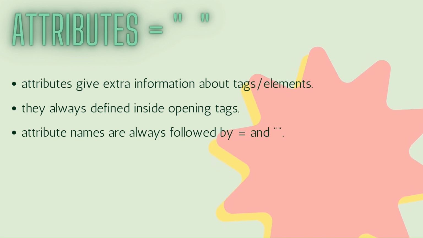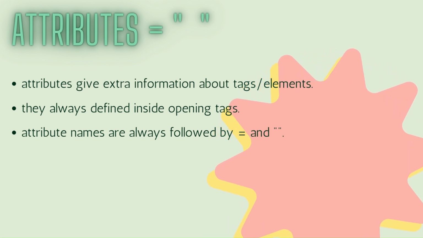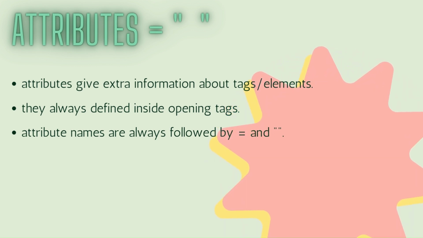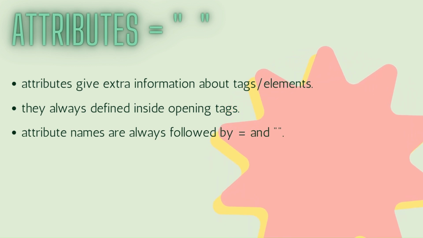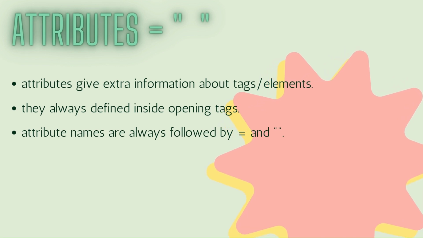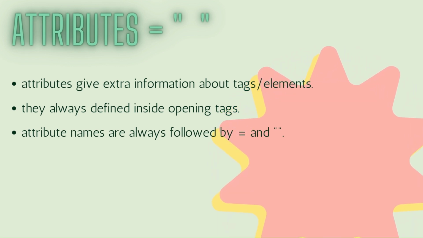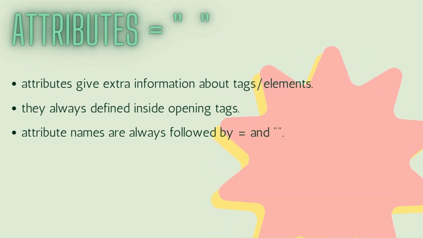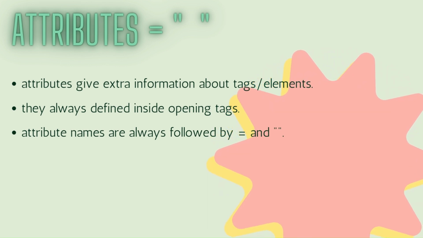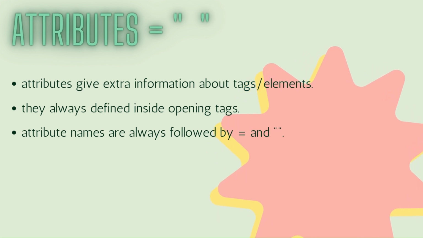Attributes. Attributes are something that gives extra information about the tag. Okay, and it is always defined inside the opening tag, right? They always have a structure like this: we write the name of the attribute, equals to, and double quotes. When we see the practical, we will see more about attributes. Let's proceed.